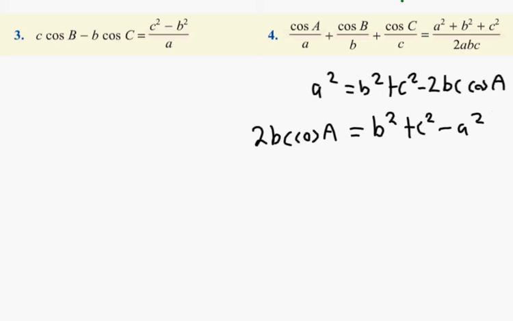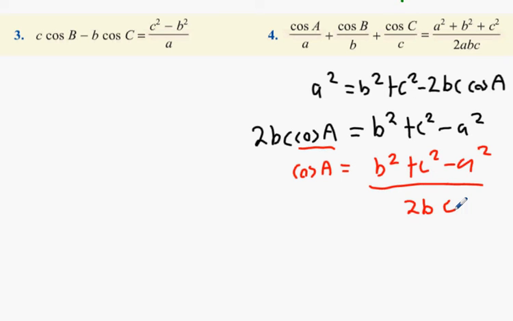I'd like to get cos A on its own. So how do we do that? Bring it under. Bring what under? Bring 2bc under. Is everybody alright with that? Yeah? And all I've done is one piece of the puzzle. Now, we can do the interchange rule.